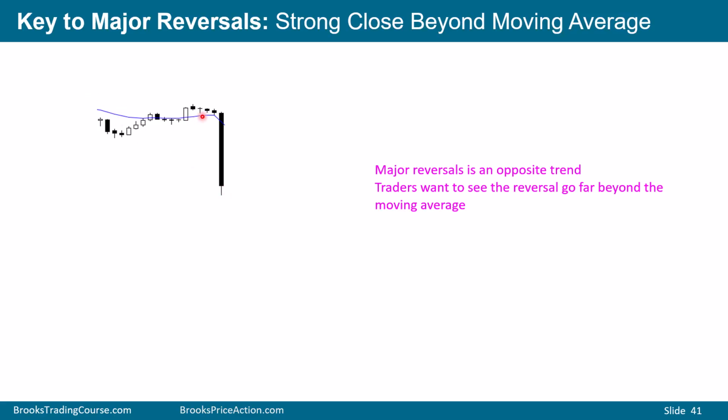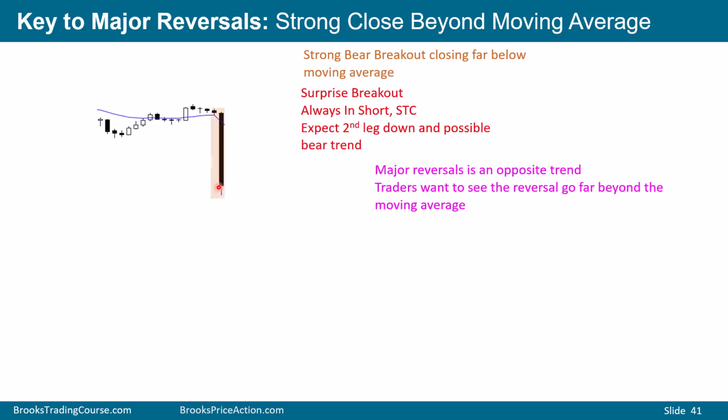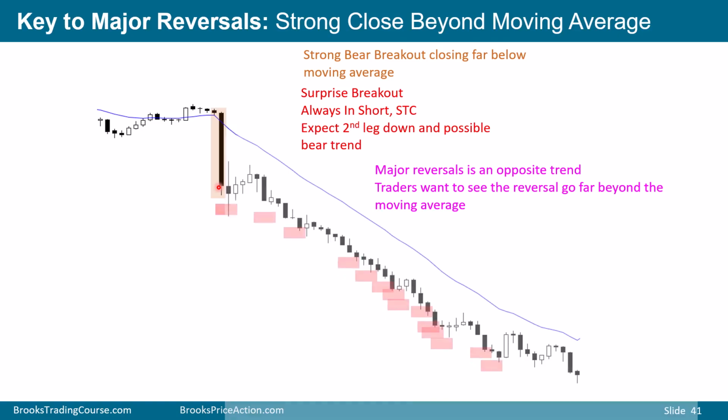A moving average is a reflection of trending behavior. And if bars are above the moving average and you see a strong bar closing below the moving average, it increases the risk that you're going to get a second leg down. You can also call this a major surprise. And again, surprise breakout, always in short, expect a second leg down. And this is that same chart.